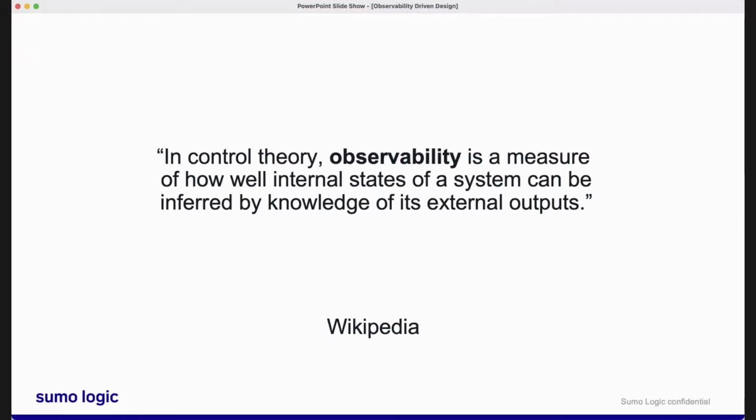Now, Wikipedia defines observability as a measure of how well the state of an internal system can be inferred by the knowledge of its external outputs. This is the definition of observability. And while it does a good job of defining it, what it fails to do is give us the framework that we need to understand how to go about deploying and developing observable systems.